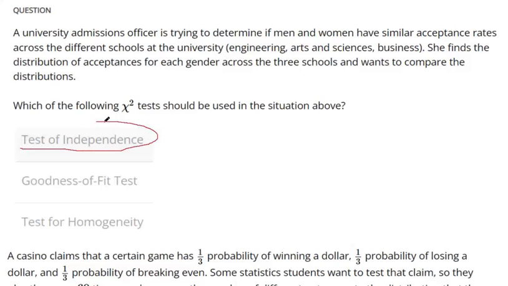So a test of independence is where you are testing to see if two variables are influencing one another. So maybe like a crime level. Maybe low, medium, and high is one variable.